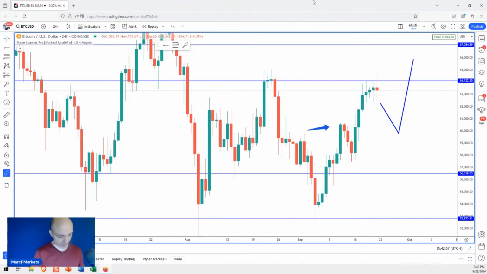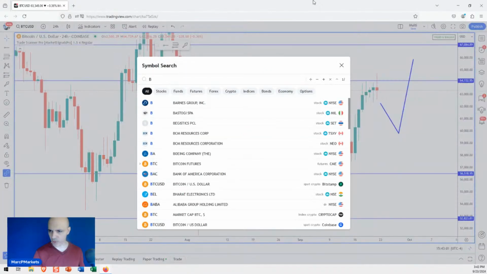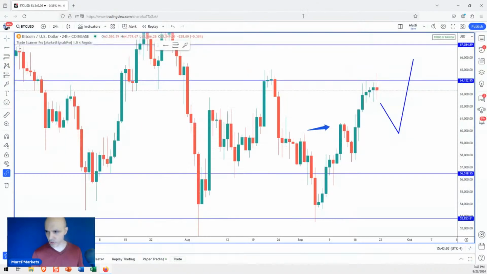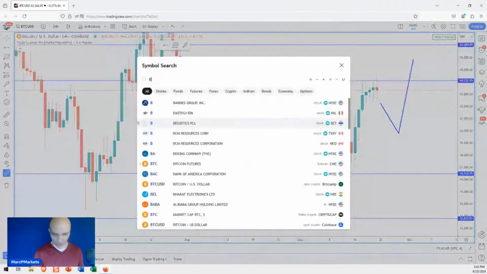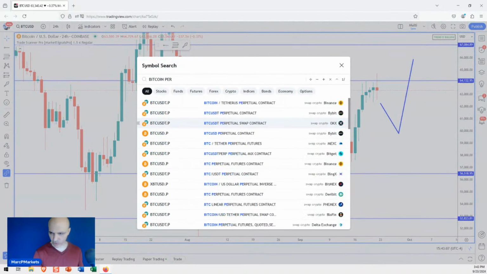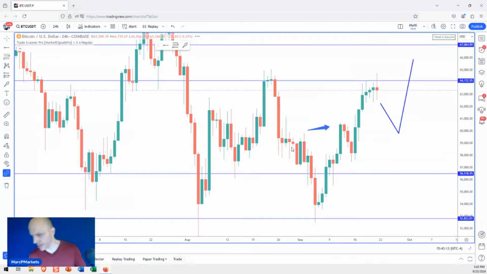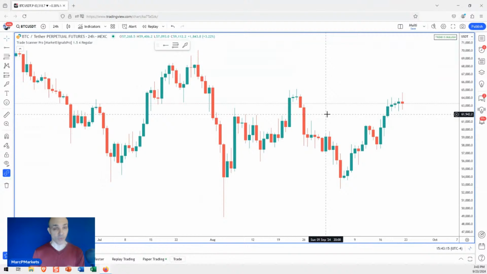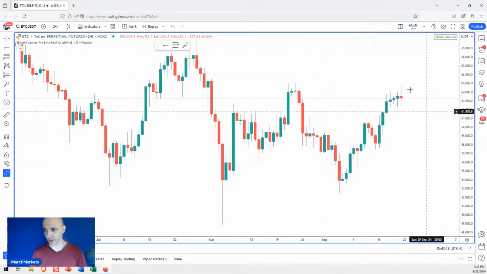Now we're going to change our chart here, and we're going to go to Bitcoin Perp. So Bitcoin perpetual futures is what that means. And we're going to go to MEXC as the exchange, because MEXC is the affiliate that Stian uses, if you want to open up an account there. So it's nice to use their chart. And we're going to switch this to a 1 hour time frame.